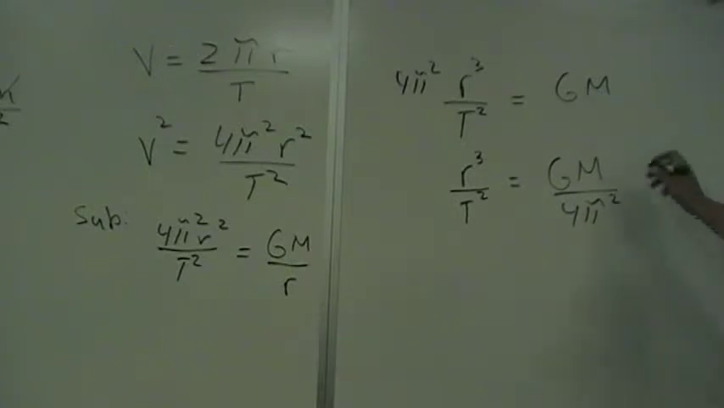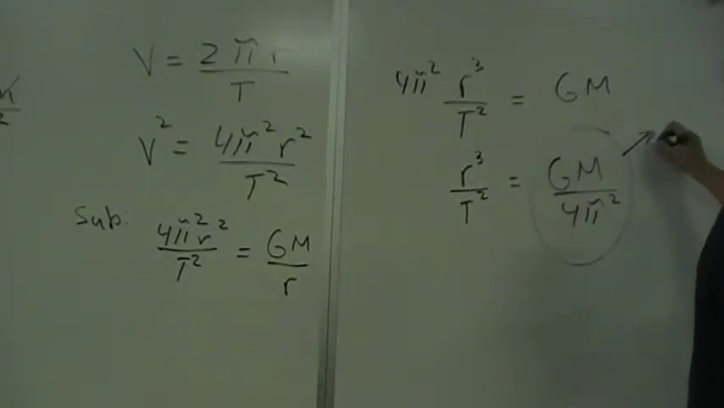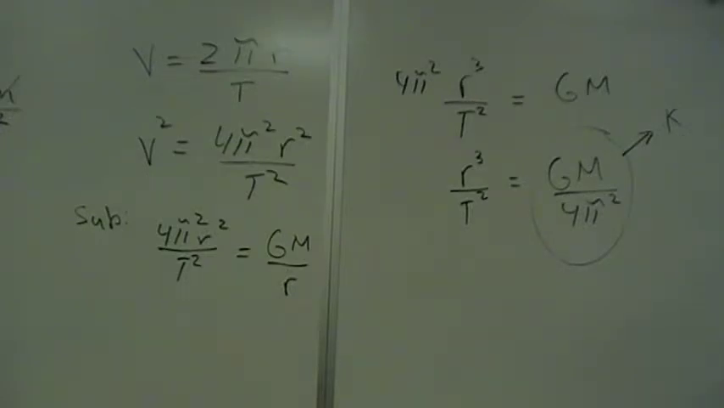And notice that this is the K value. Wait, so who came up with G? Newton. I mean, count everything, man. What did he come up with?